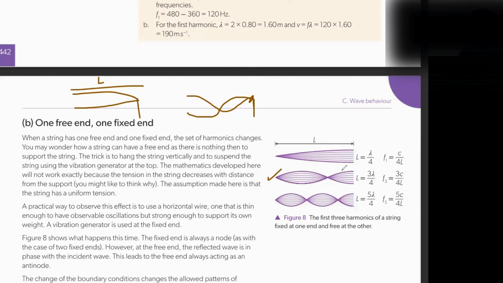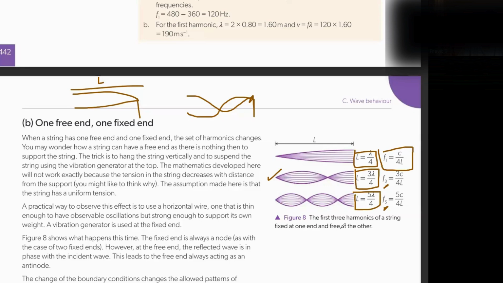Now in this case, for the first harmonic, length is lambda by 4, so frequency is v by 4L. In this case, length is 3 lambda by 4. You have 3/4 of the wave, right? And frequency is 3v by 4L. Now you see here, f3, f5, there is some difference here. Length is 5 lambda by 4 and the frequency is 5v by 4L. So these are the first three harmonics of a string with one fixed end and one free end.